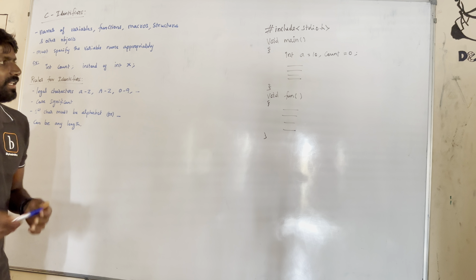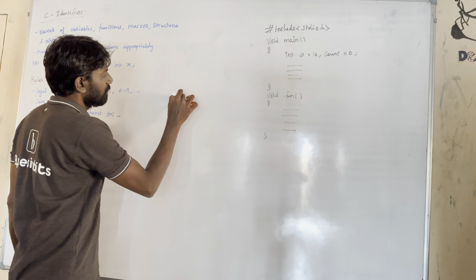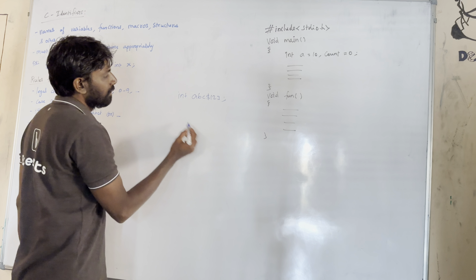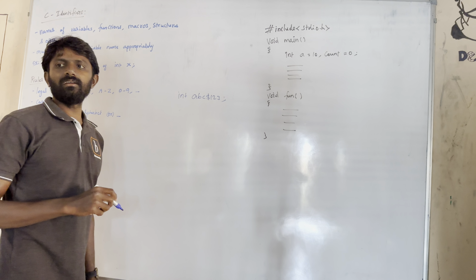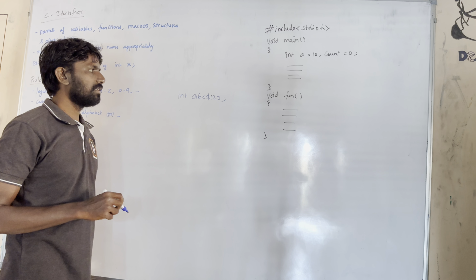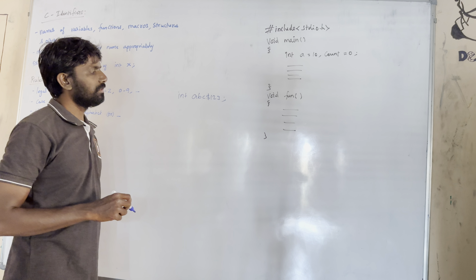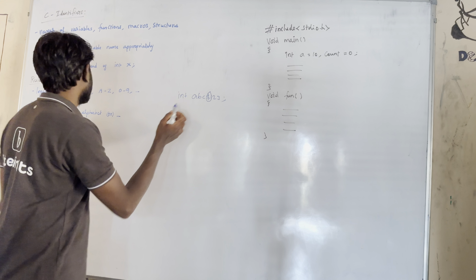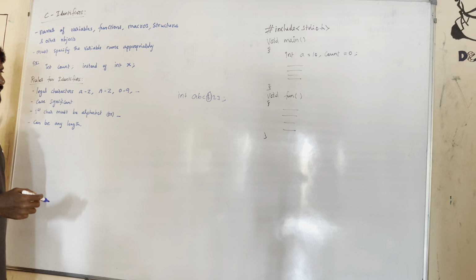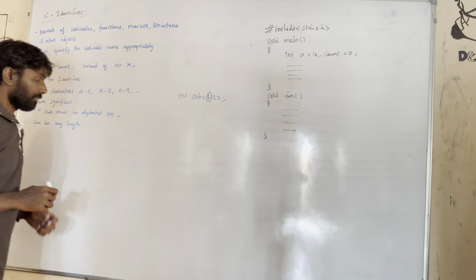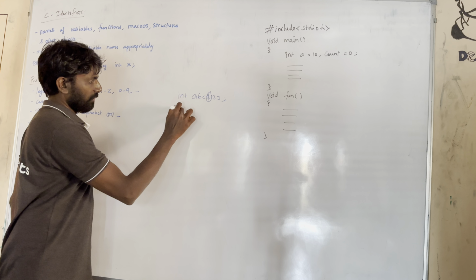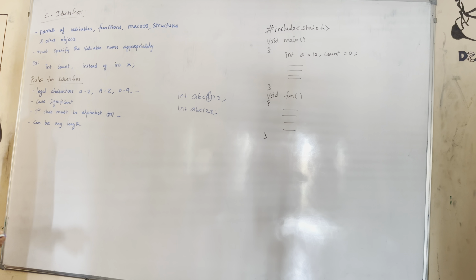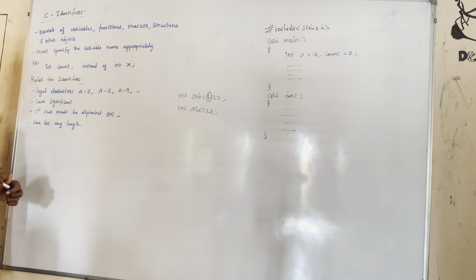Suppose I declare a variable int abc$123. Will this be a valid variable name? No. Why? Special character. The special character dollar is used. Dollar is not allowed. That's not a legal character. Okay. Suppose I declare int abc123, is this valid? It is valid because all are legal characters.